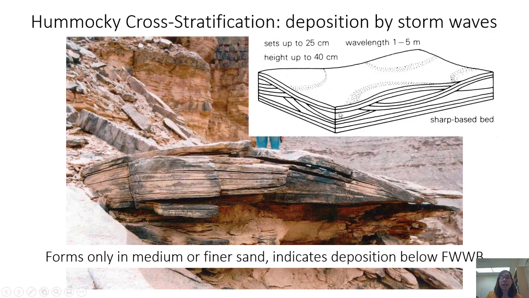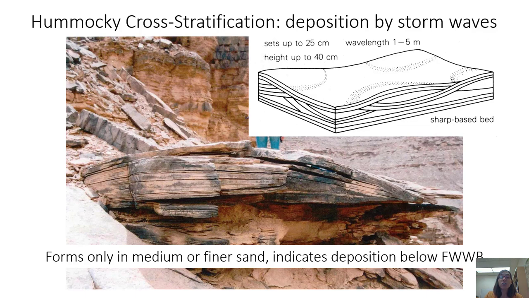What is different in hummocky cross-stratification is that it's not planed off. It's not eroded at the top. We have these concave structures in two directions. And the cross laminae will be in multiple directions, moving to the left and the right, the back and the front, because storm waves can be very turbulent, moving in multiple directions. So that's another way to characterize hummocky cross stratification.